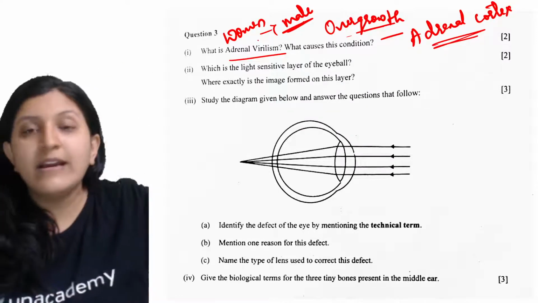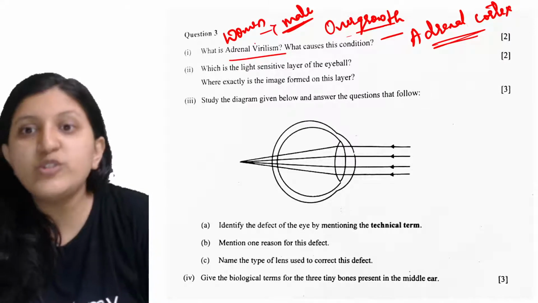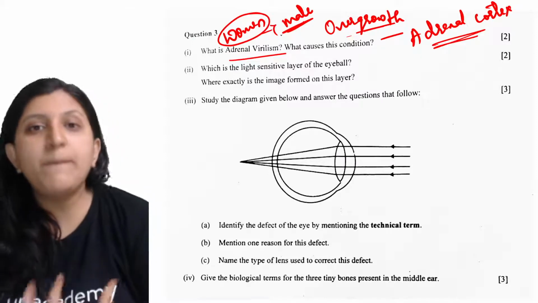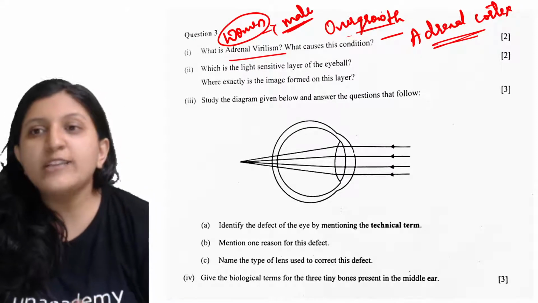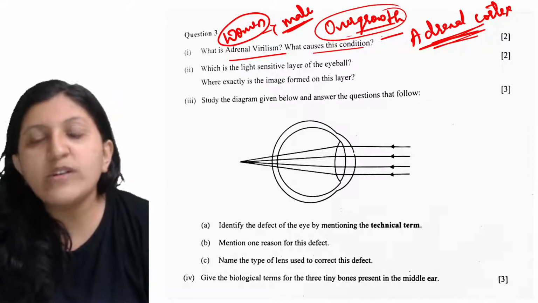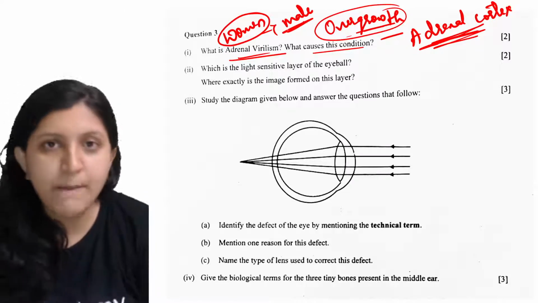So this can occur in a male also, but we don't use any particular term for that. This adrenal virilism is mainly for a woman who is showing male characteristics. That is because of the overgrowth of the adrenal cortex. Okay, so what causes this condition? Adrenal virilism is basically women showing male characteristics.